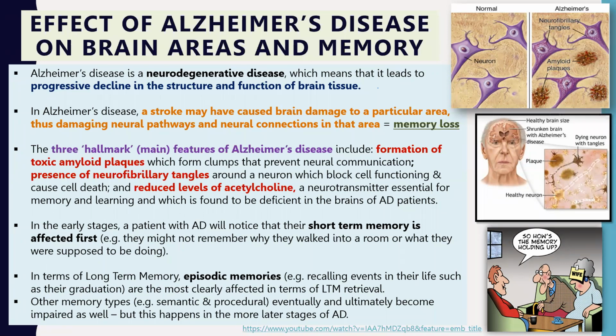And the last hallmark feature is reduced levels of acetylcholine. Acetylcholine is a neurotransmitter. It's really important for memory and learning, similar to glutamate, but it is found to be abnormally low in patients with Alzheimer's disease. So these are our three main hallmark features, okay? The formation of amyloid plaques, the formation of neurofibrillary tangles, and abnormally low levels of acetylcholine. You've got to know these three hallmark features.